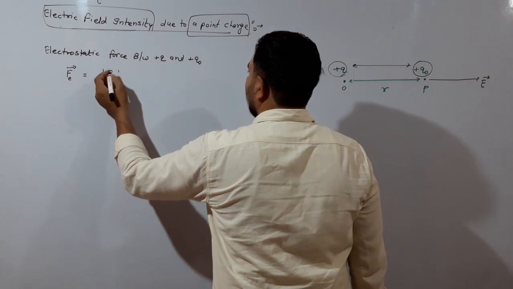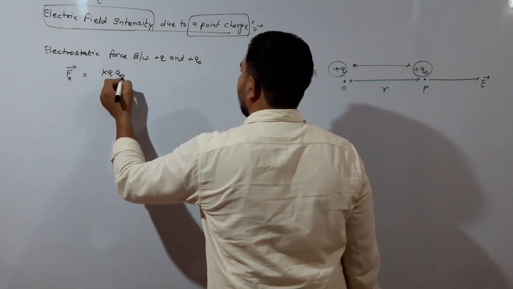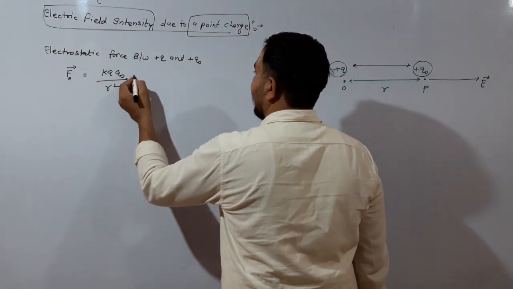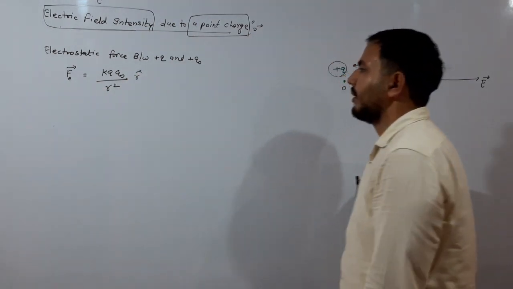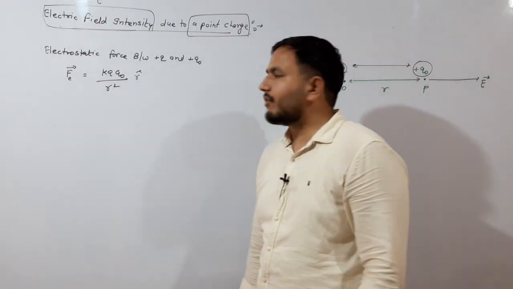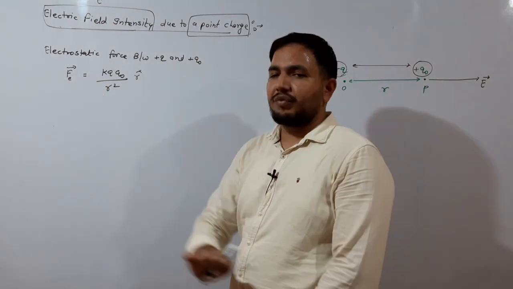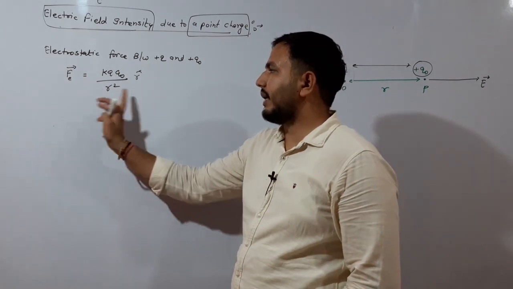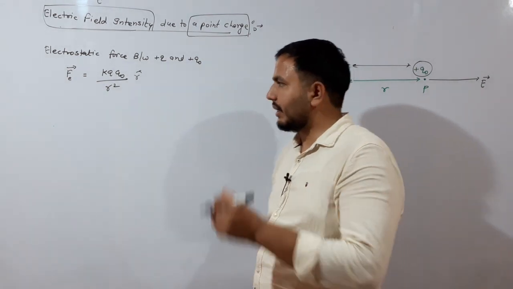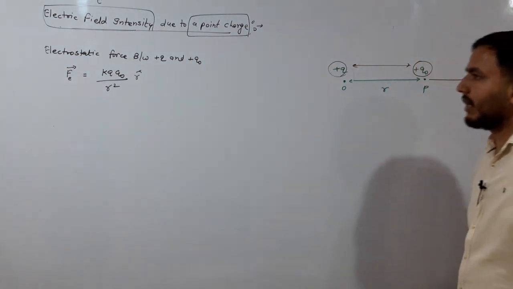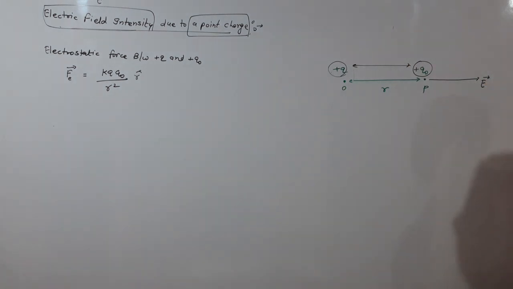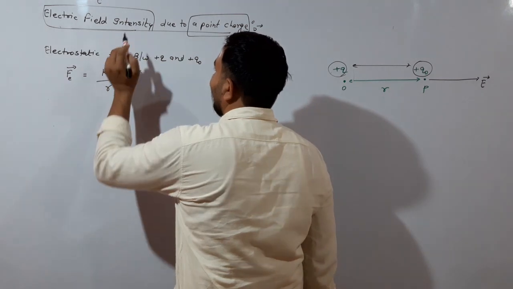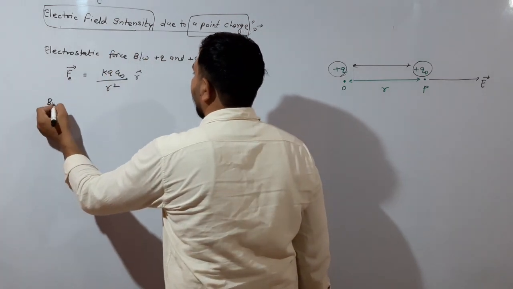K q naught upon r square. This side is not any vector, you can take the unit vector. If you write only one side vector, then the equation will be wrong. You will write both sides using the vector. This is the electrostatic force. Now, by the definition, we have to calculate electric field intensity.